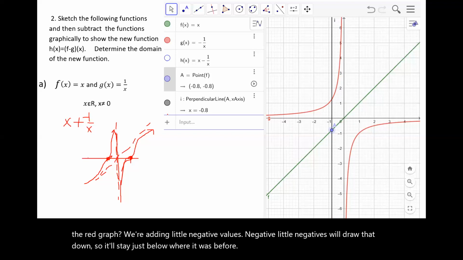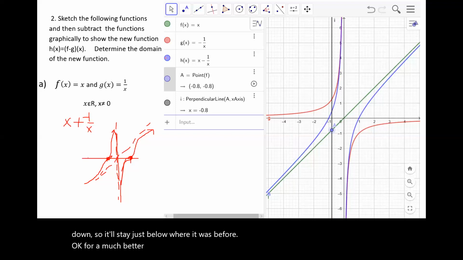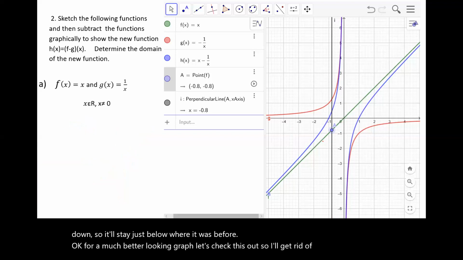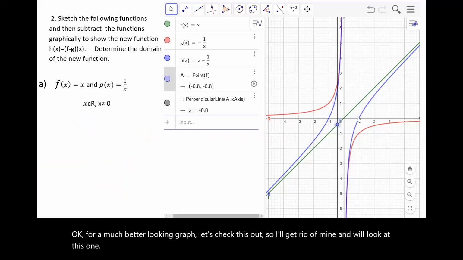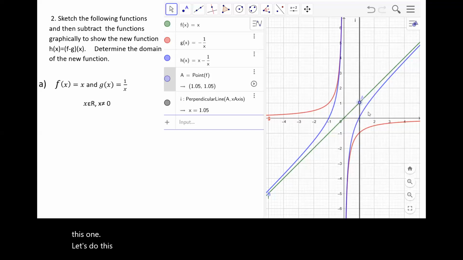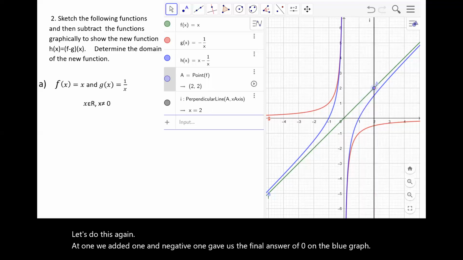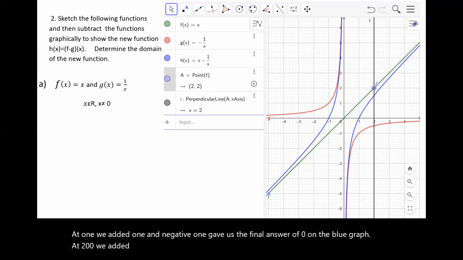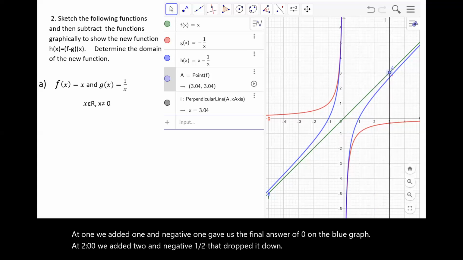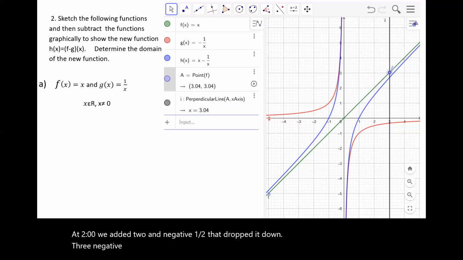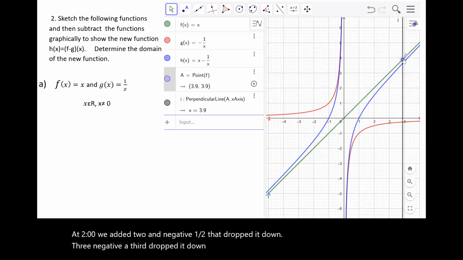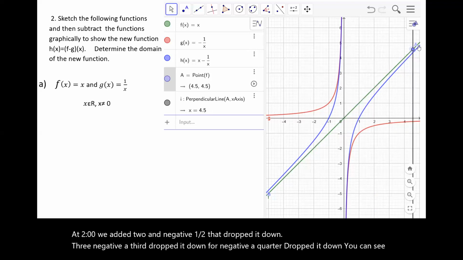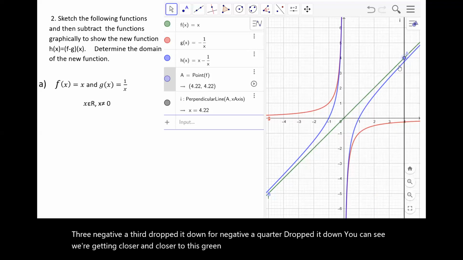Okay, for a much better looking graph, let's check this out. So I'll get rid of mine and we'll look at this one. So let's do this again. At 1, we added 1 and -1, gave us the final answer of 0 on the blue graph. At 2, we added 2 and -1/2, that dropped it down. 3, -1/3, dropped it down. 4, -1/4, dropped it down. You can see we're getting closer and closer to this green graph, but staying just below it.